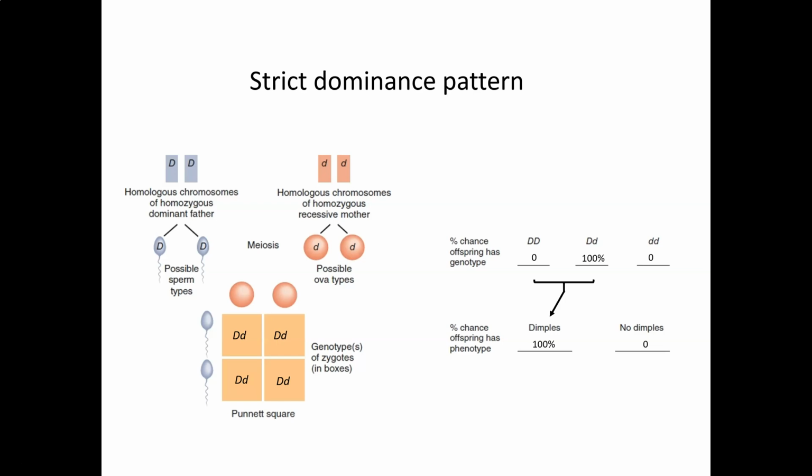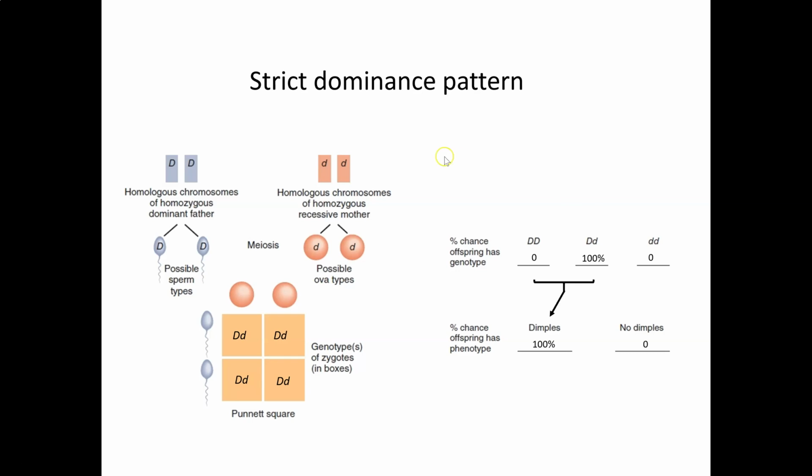The example we give you is straight hair versus curly hair. Straight hair is the dominant allele and curly hair is the recessive allele. But when you have a heterozygous genotype, meaning one copy of the straight hair allele and one copy of the curly hair allele, you end up with wavy hair.